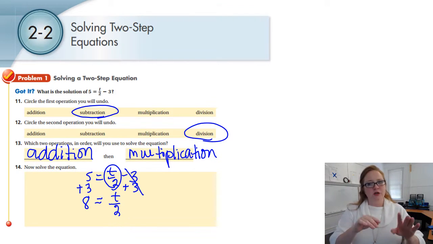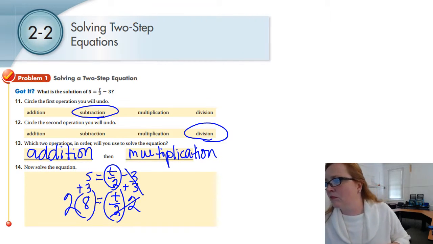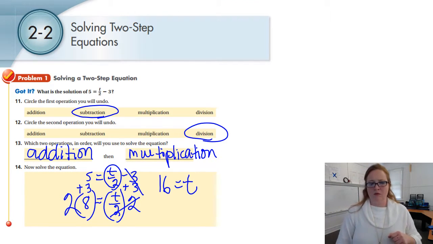Focus on division. The opposite of division is multiplication. With the variable t, the number 2. Use 2 for multiplication. (16) equals t.